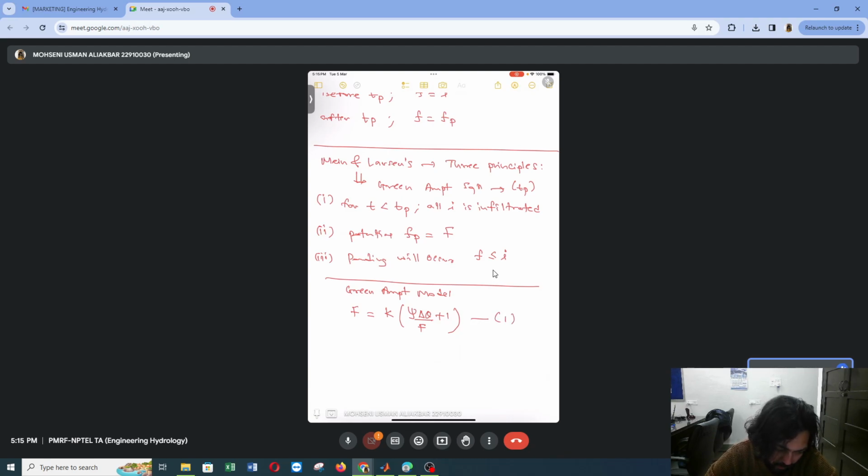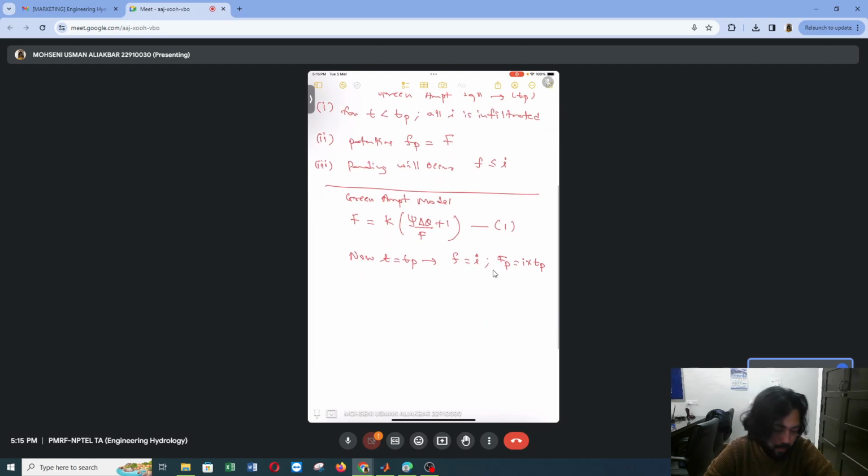So in this equation, let us say the rainfall is occurring for a time which is equal to the ponding time, when t is equal to tp. So what happened during this case? At this point we can say that the infiltration rate becomes equal to the rainfall intensity, right? And also the cumulative infiltration will become the product of rainfall intensity multiplied by ponding time. Now we are just going to substitute this value of F in equation 1.